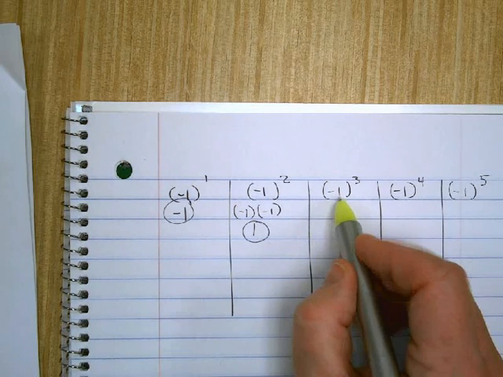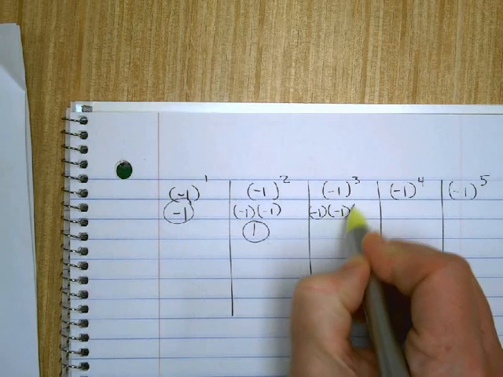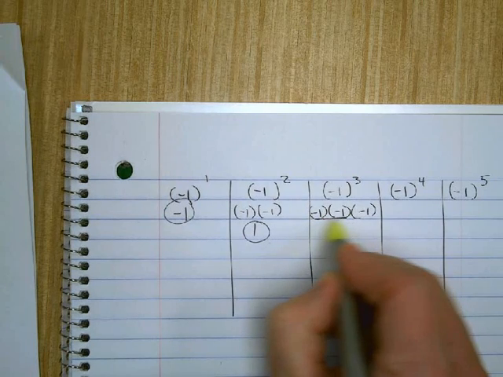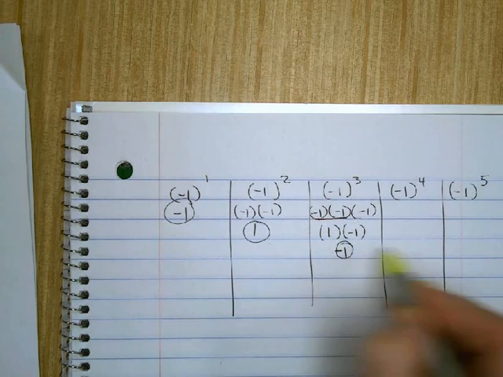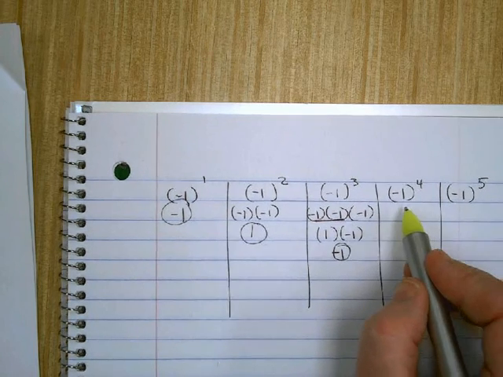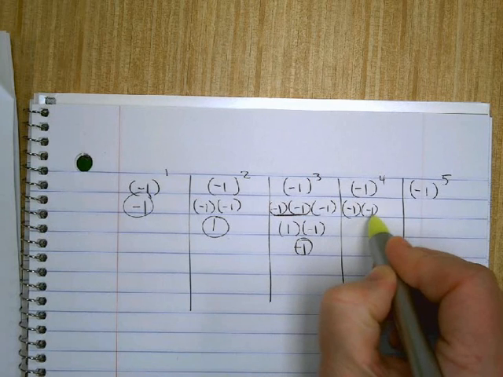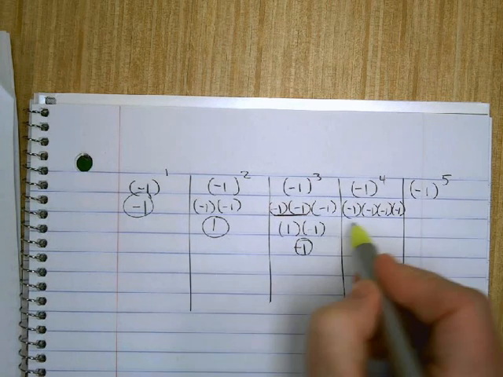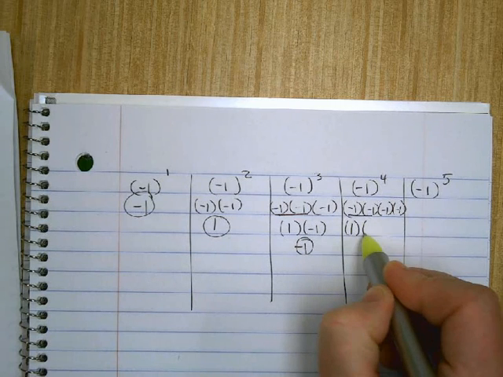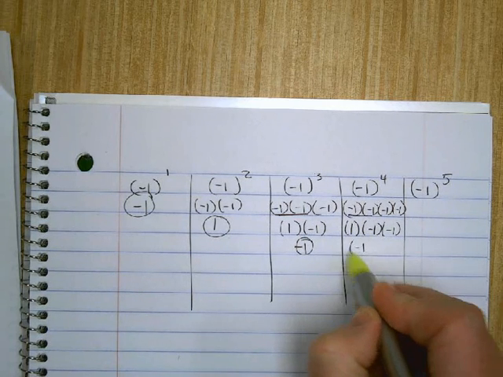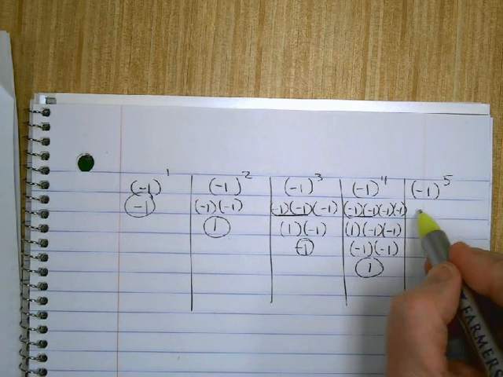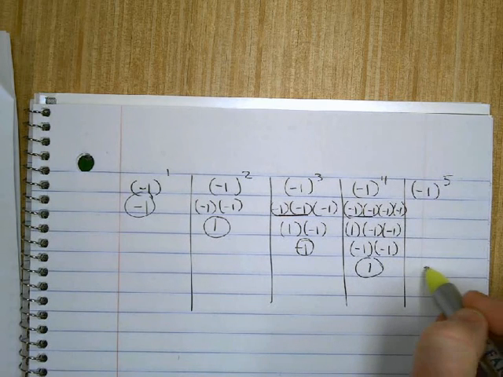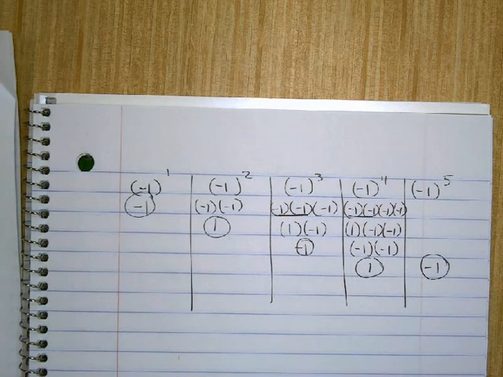-1 to the third power is -1 times -1 times -1. Well, you've already done this problem. Its answer was 1 times -1 gives me -1 again. Now -1 to the fourth. So I get 1 times -1 times -1. So I get -1 times -1, which is 1. And -1 to the fifth power, if you do this and multiply it by -1 one more time, you get -1.